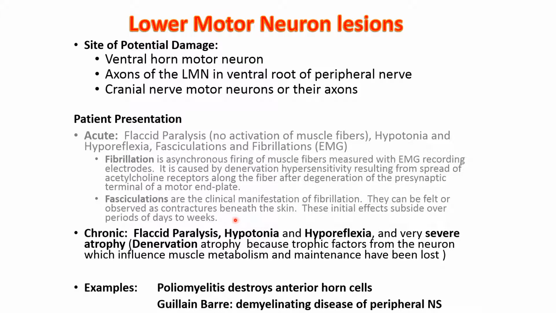Chronically, very similar appearance is observed. That is, a flaccid paralysis is observed, hypotonia, and hyporeflexia, as we've seen acutely. But also over time, very severe atrophy, denervation atrophy, because various trophic factors that come from the lower motor neuron that tend to enhance muscle metabolism and maintenance have been lost. Examples of this include poliomyelitis, which destroys the anterior horn cells, and Guillain-Barré syndrome, which is a demyelinating disease of the peripheral nervous system.